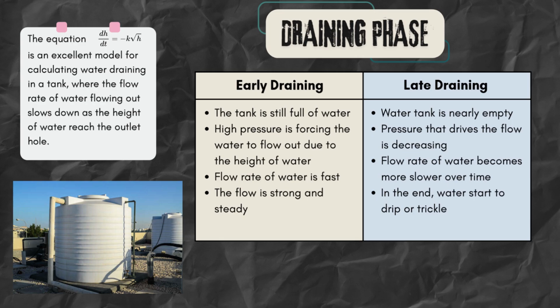This behavior can be observed in the graph where the curves become less steep over time. The ODE model accurately captures this changing drainage rate and allows engineers to predict the water level at any given time. These results are important for designing emergency water storage systems because they help engineers estimate how long a tank can provide water before it becomes completely empty.